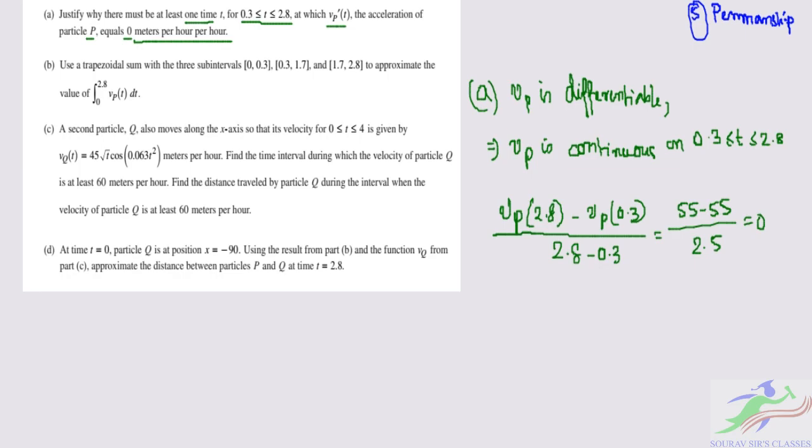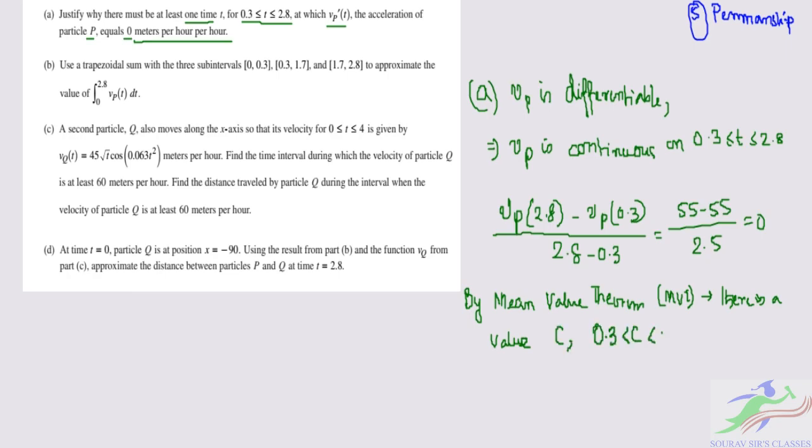By the Mean Value Theorem, or MVT, there is a value c such that 0.3 < c < 2.8 such that vP'(c) is equal to 0. So that is part 1. It is saying you have to justify why there must be at least one time t at which vP'(t), the acceleration of the particle P, equals 0.